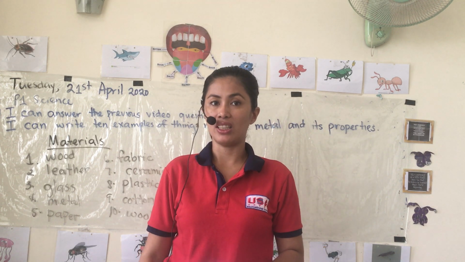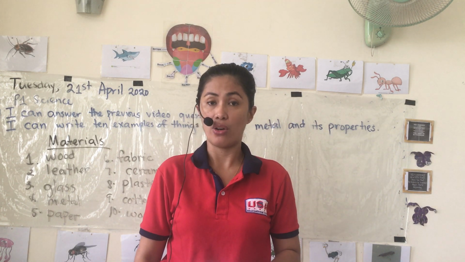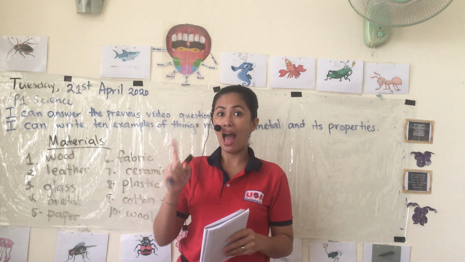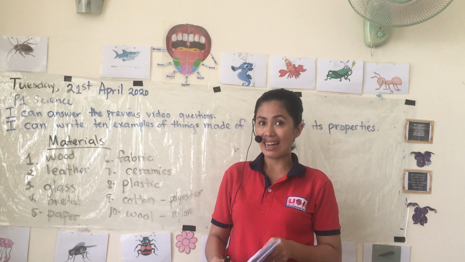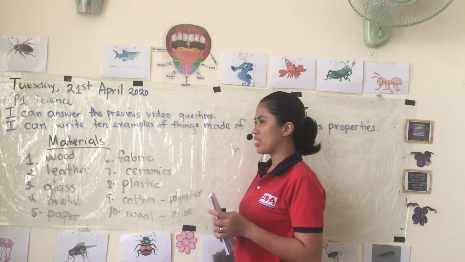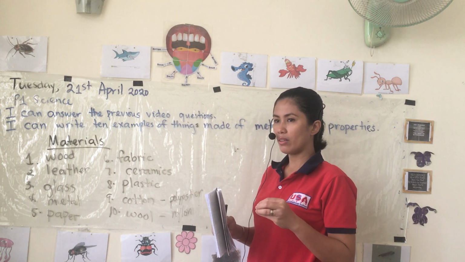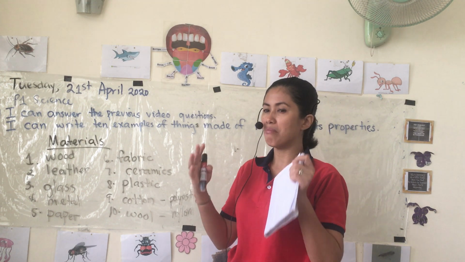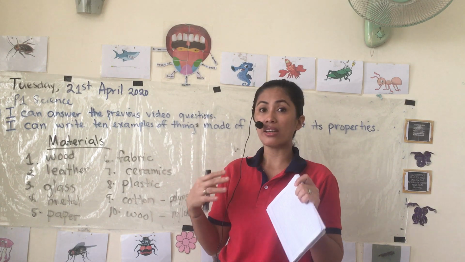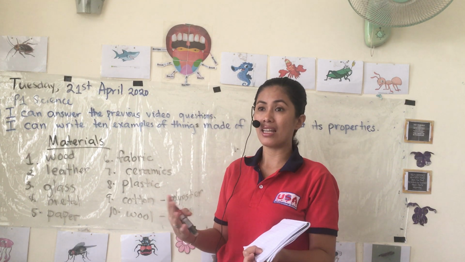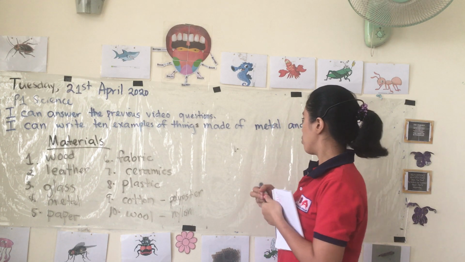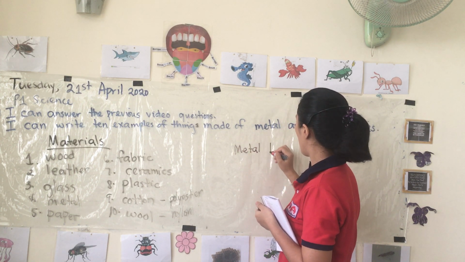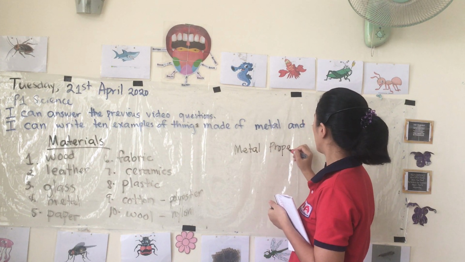The second question was, what are the properties of metal discussed in the video? So what are the things made of metal? We have the hammer and the nail, right? When you see a metal, what are the things that you can describe about it? That's its properties. So what are the properties of metal?